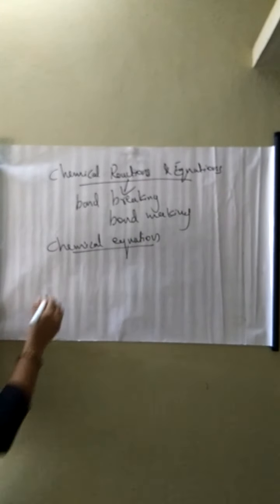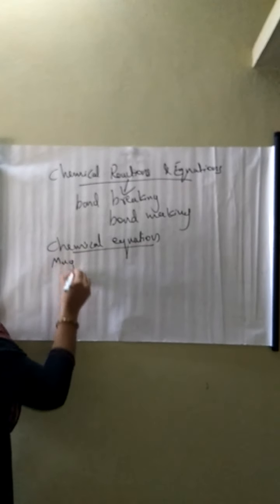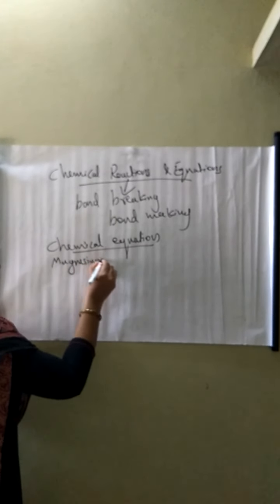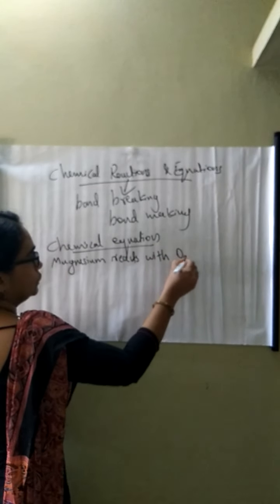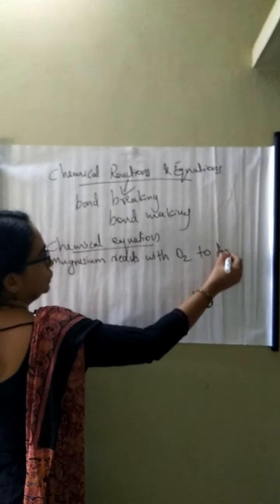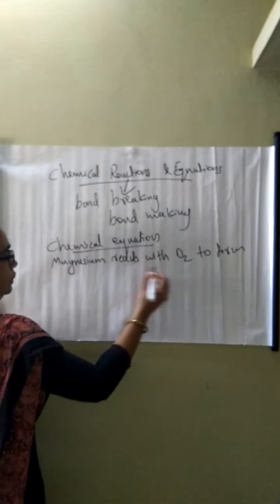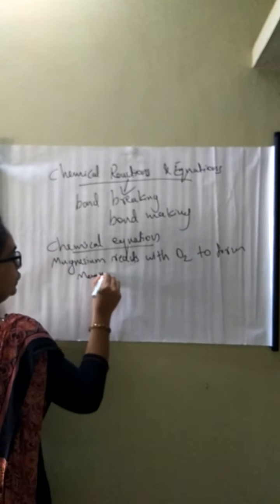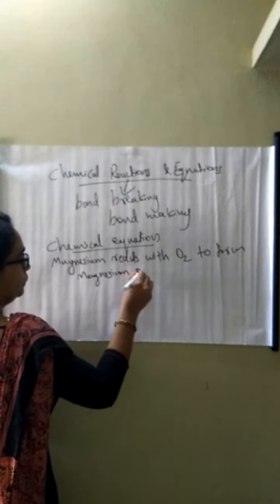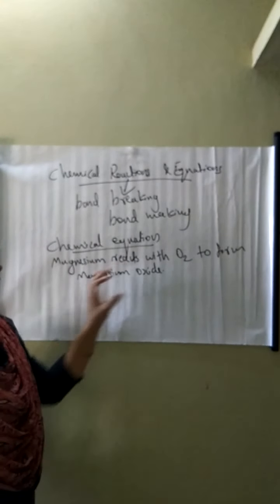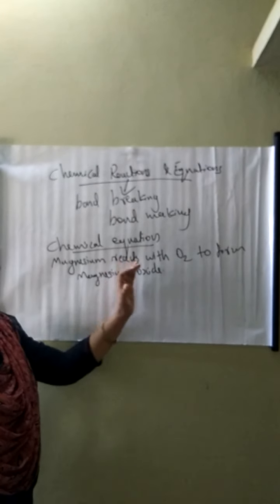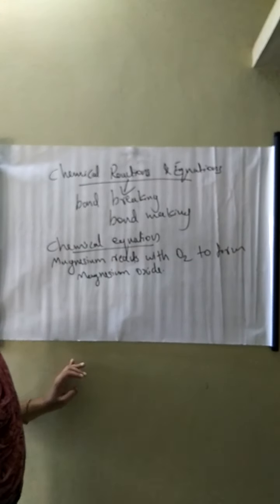We can write a word equation like this: magnesium reacts with oxygen to form magnesium oxide. It's a word equation. That means magnesium reacts with oxygen to form magnesium oxide.